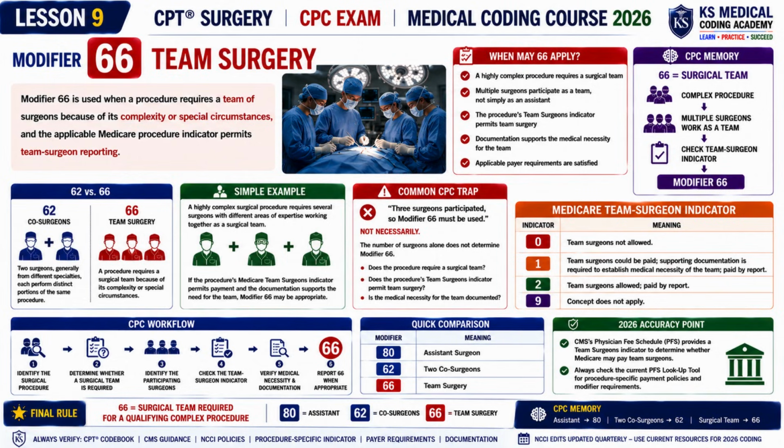Your CPC workflow is: identify the procedure, determine whether a surgical team is required, identify the participating surgeons, check the team surgeon indicator, verify medical necessity and documentation, report 66 when appropriate. Remember, 80 equals assistant. 62 equals co-surgeons. 66 equals team surgery. The key takeaway is, Modifier 66 is about the need for a qualifying surgical team, not simply the number of surgeons involved. Always verify the current CPT, CMS, NCCI, procedure-specific indicators, payer requirements, and documentation before reporting Modifier 66.